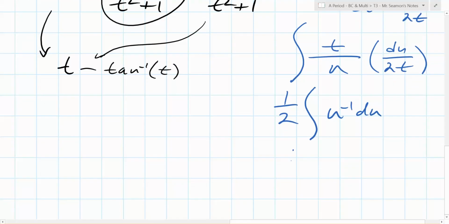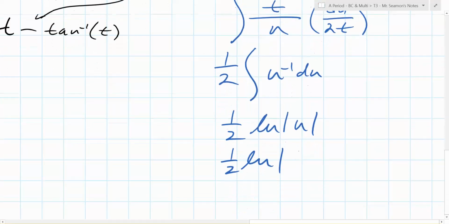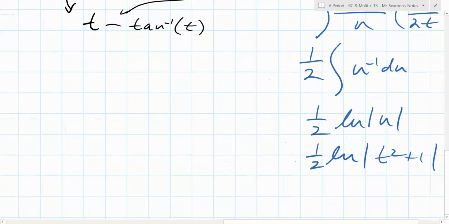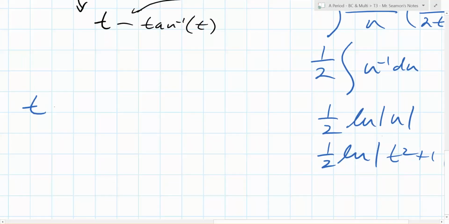So what do you end up with? 1/2 of ln of u, right? So that's 1/2 of ln of, what is u equal to? T squared plus 1. So yeah, this is what we got. We got the same thing too. We got t plus 1/2 ln of t squared plus 1 minus tan inverse of t.